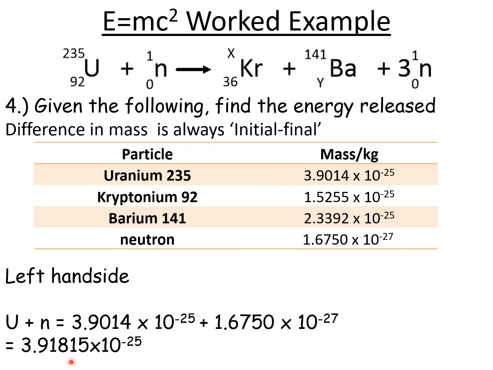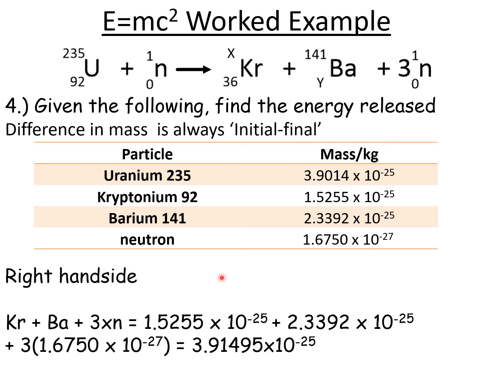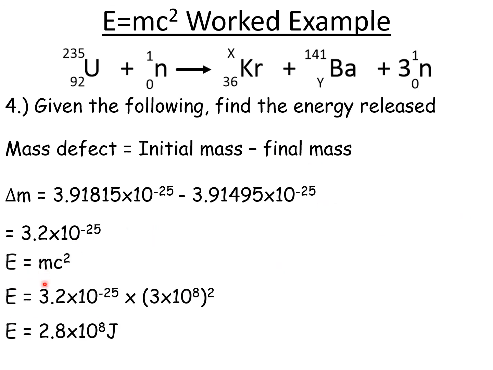So I'm leaving my answer there as it is, and then I'm going to do the right hand side. So the right hand side, notice we've got 3 neutrons, so that's why I've got to multiply the mass of the neutron by 3. Again, do the calculation twice just to check you've done it correctly. And we're almost there. We find the mass defect by the initial mass minus the final mass, which gives us this. And then we plug it into our equation, remembering it's the speed of light squared, and then we round and actually include the units. So the answer there is 2.8 times 10 to the 8 joules of energy are released.